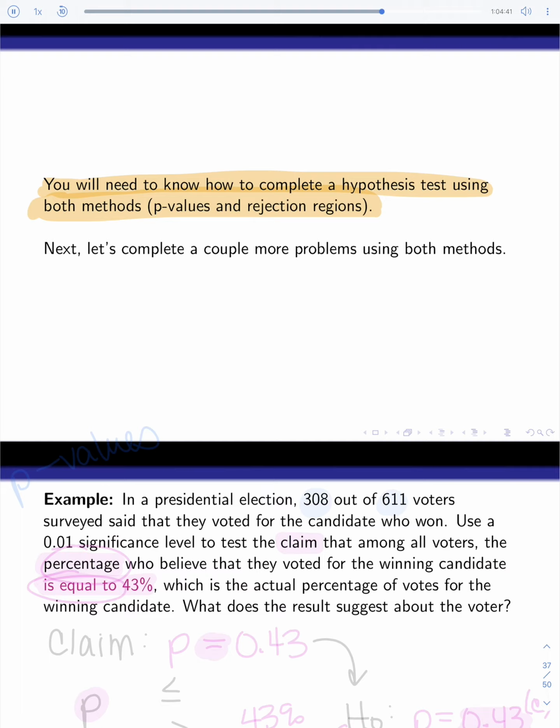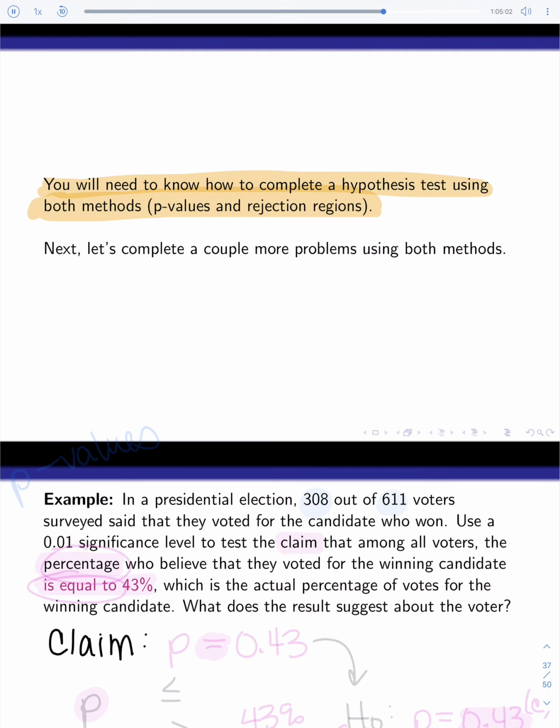So let's do one more at least of these hypothesis testing problems. And again, we're going to do them both ways to make sure that we have this down pat. So let's start with this next one by starting with the claim. Always. So I'm going to read this question, but I'm only looking for the claim.